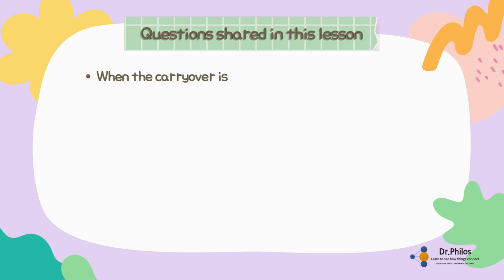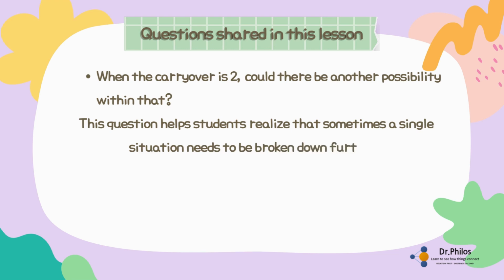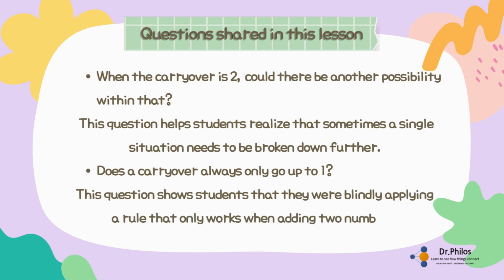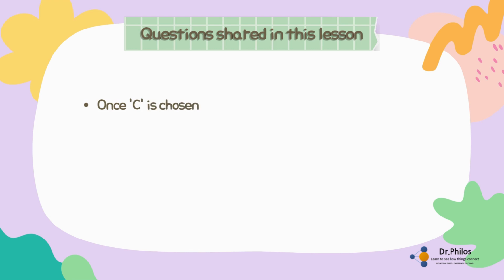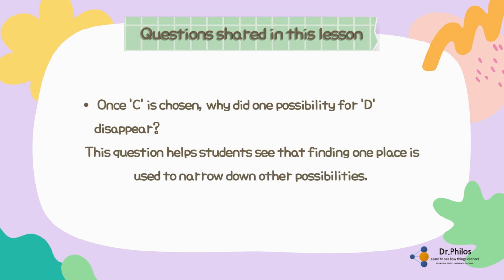When the carryover is 2, could there be another possibility within that? This question helps students realize that sometimes a single situation needs to be broken down further. Does a carryover always only go up to 1? This question shows students that they were blindly applying a rule that only works when adding two numbers. Once C is chosen, why did one possibility for D disappear? This question helps students see that finding one place is used to narrow down other possibilities.